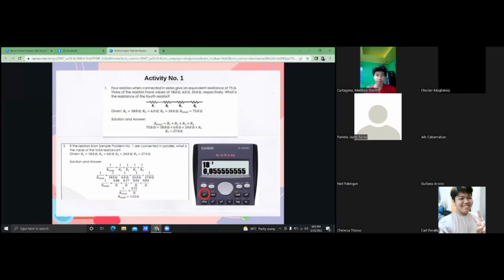Then press the -1 again to erase the 1 over total resistance. Then the final answer will be total resistance is equal to 3.23 ohm. Next slide.